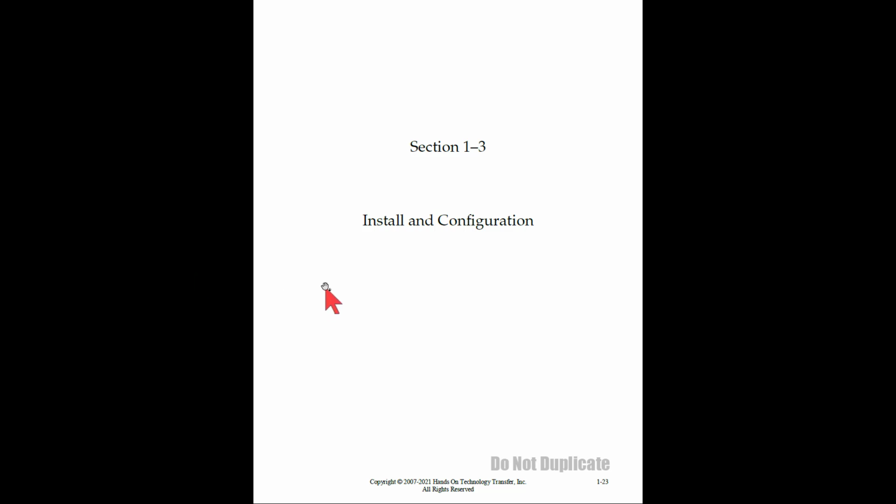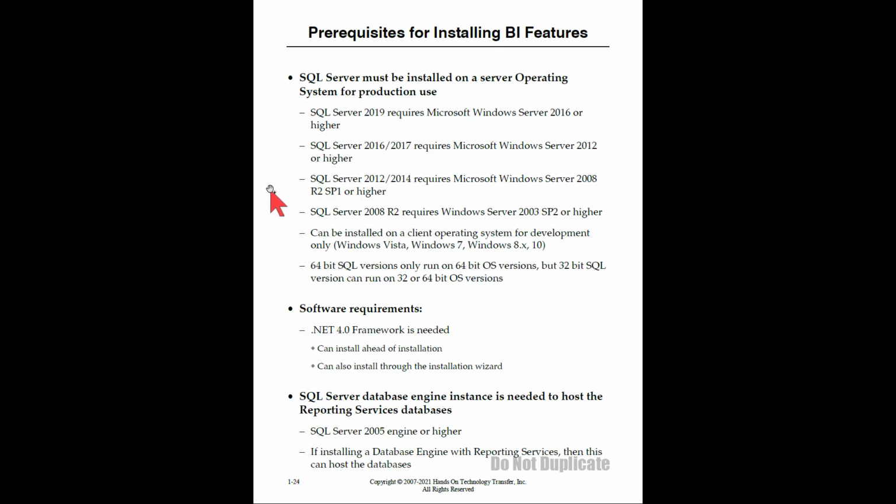Let's take a look at Section 3, Module 1, Installation and Configuration. Prerequisites for installing the business intelligence features, we can see here in the first bullet point. We must be using a supported operating system. Since we're using SQL Server 2019, it requires the Windows Server 2016 or higher operating system. And you can see on the first bullet point the different versions of SQL Server as well as the required operating systems. We do need the .NET framework.